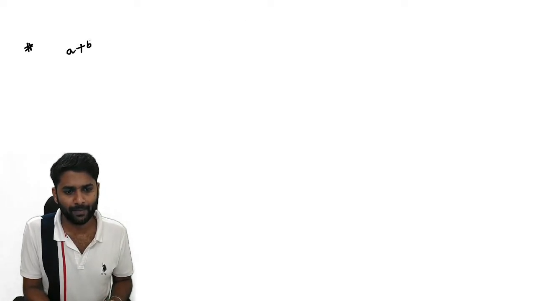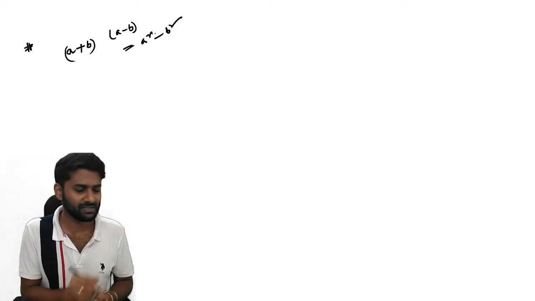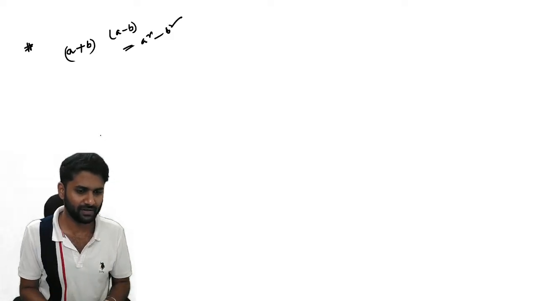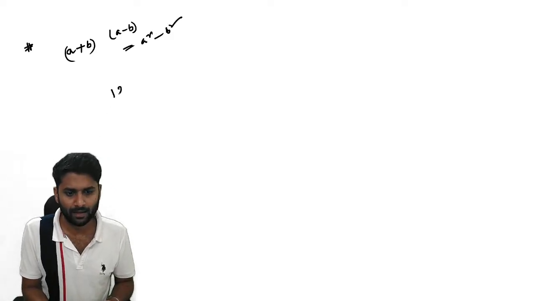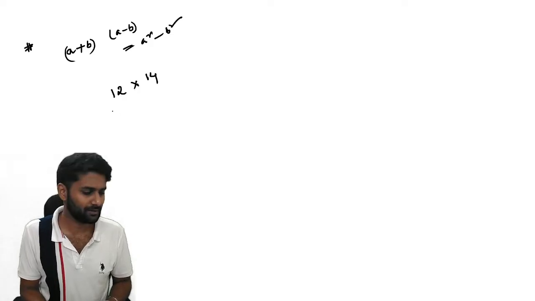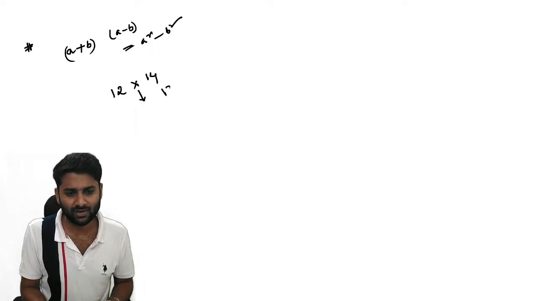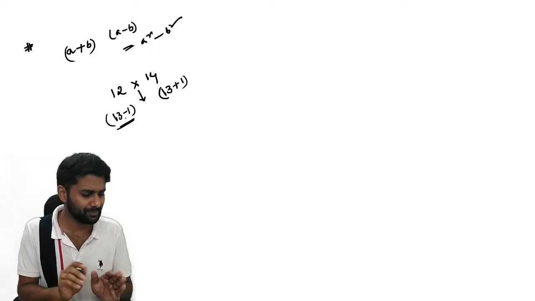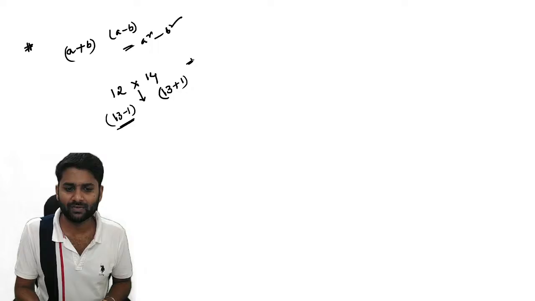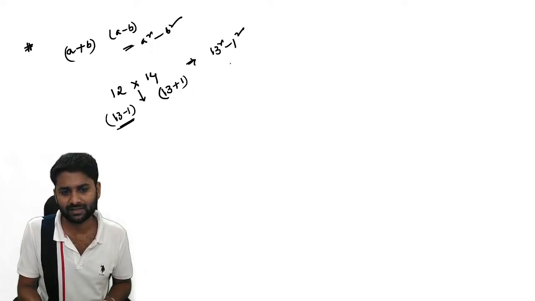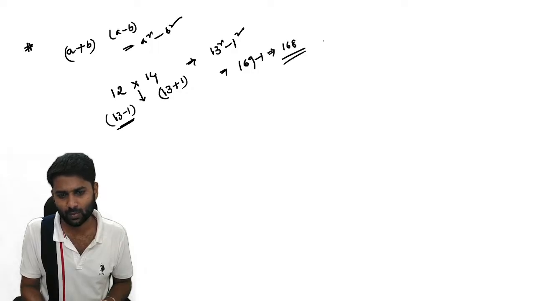Let's observe one more thing. You know that (a plus b) into (a minus b) is a square minus b square. You can apply this formula for different multiplication tricks. If 12 is multiplied with 14, let's consider the between value. What is the between value? 13, right? So this is 13 plus 1 and this is 13 minus 1. So the answer is 13 square minus 1 square. So 169 minus 1, then the resultant is 168.